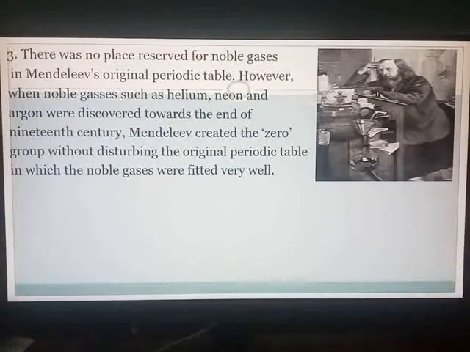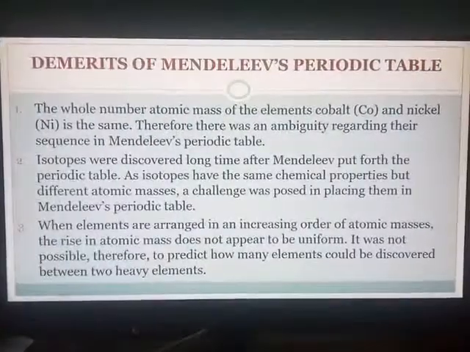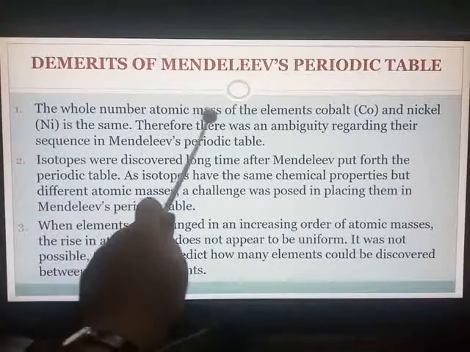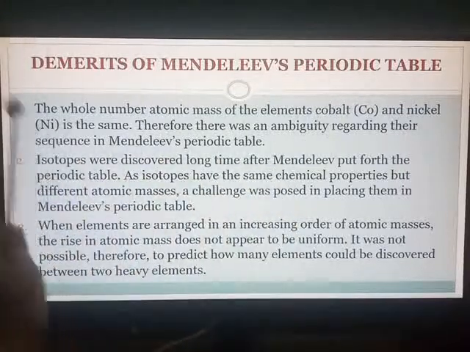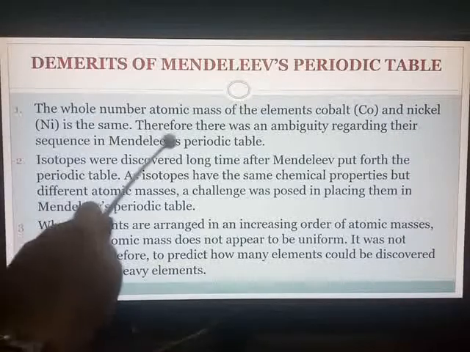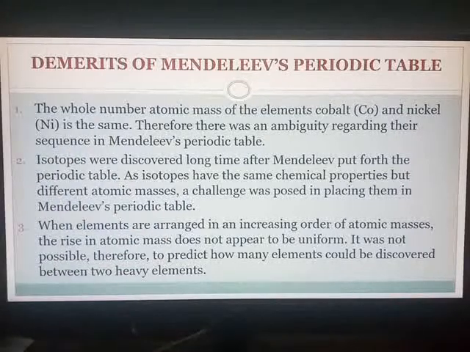But as you know, every coin has two sides. Whenever there are any merits, surely there will be some demerits. The first demerit was that the whole number atomic mass of elements cobalt and nickel is the same. Therefore, there was some mistake. There was some unsureness in the mind regarding their sequence in Mendeleev's periodic table, because his periodic table also was based on atomic mass. This fault, how it was rectified later in Moseley's modern periodic table, we are going to see.